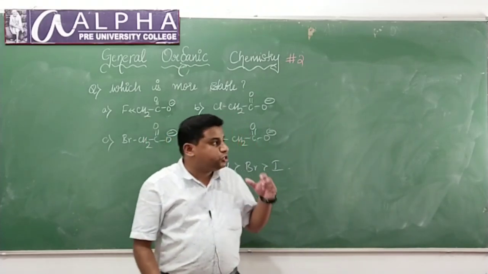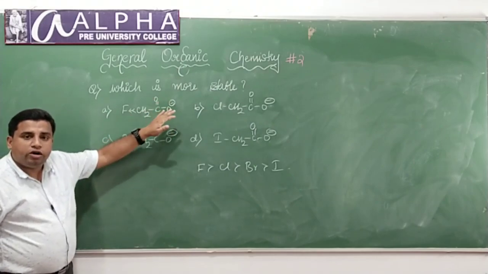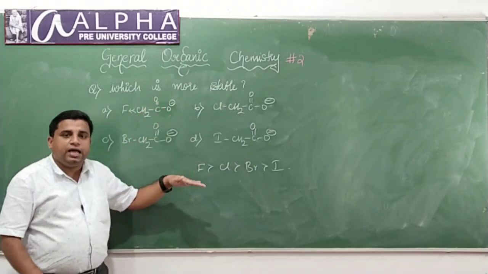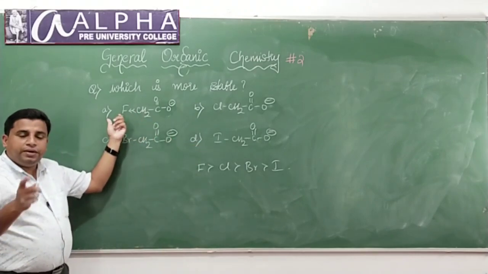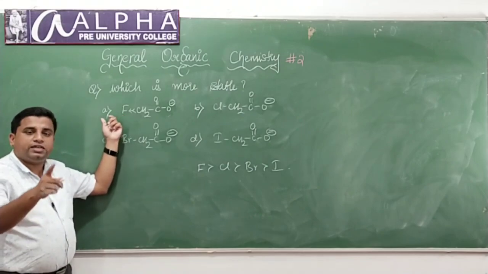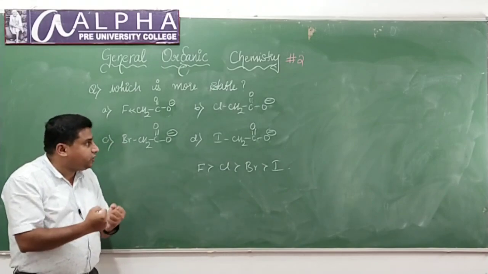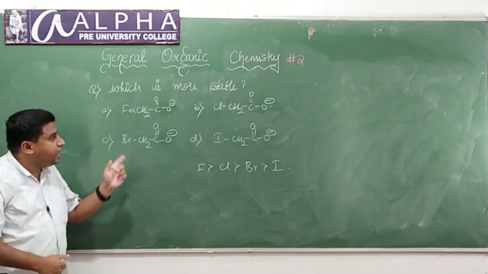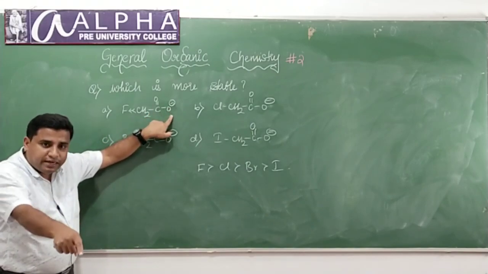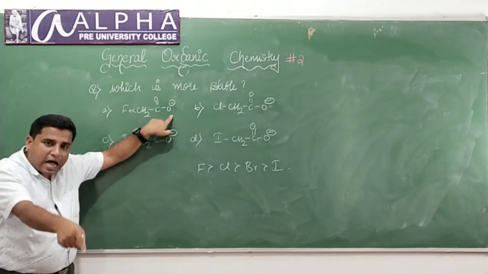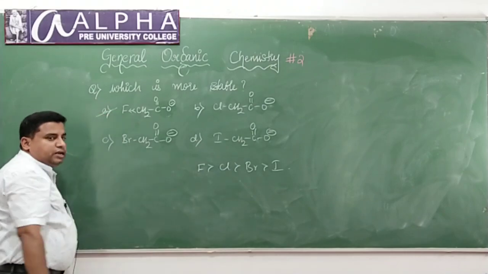If chlorine pulls more electrons towards itself, the negative charge on oxygen will be decreased to a greater extent, and hence the stability will be increased. I hope you got it. Fluorine exhibits the most negative inductive effect, and hence it will pull the electrons towards itself to a greater extent, and the negative charge on oxygen will decrease. When the charge decreases, the stability will increase. Hence, what is the correct answer? The correct answer is option A.